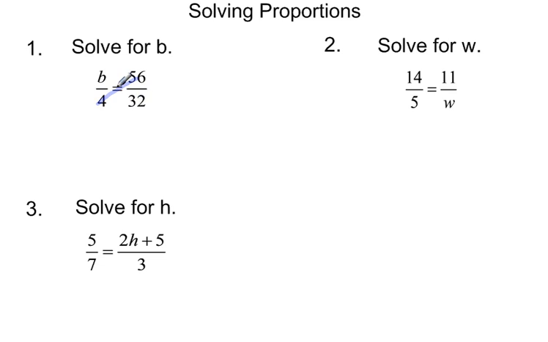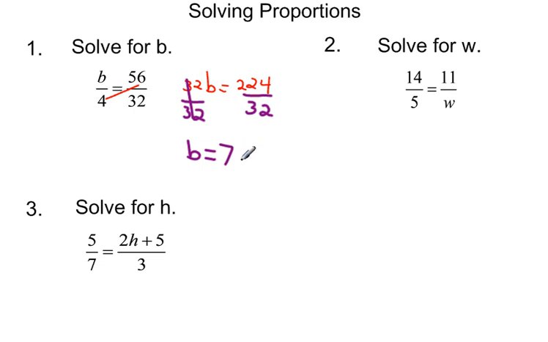So let's take 32 times b and get 32b. And then we'll get 4 times 56, which is 224. Creates a very simple one-step equation from there to solve. To get b by itself, we'll divide both sides by 32. And that will give us b equals 7.